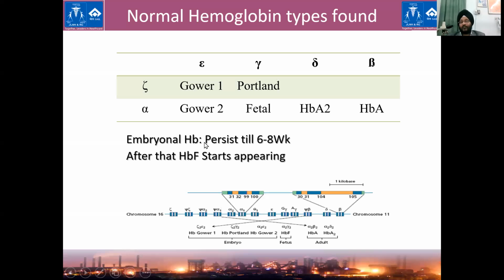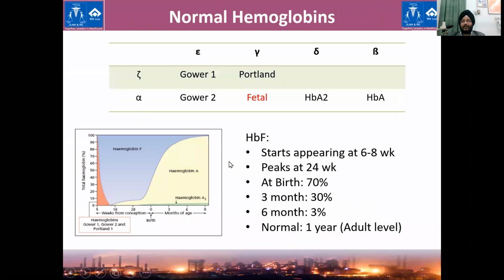period, we have an embryonal hemoglobin which persists till about 6 to 8 weeks, after which hemoglobin F starts taking over. And this fetal hemoglobin peaks at around 24 weeks. And at birth, the level is approximately 70%. Why it is important to know these percentages is because when we get a tracing of an HPLC, we should correlate it with the age, whether the hemoglobin F is appropriate for that age or not. Otherwise, we'll be misled. It will be misleading.